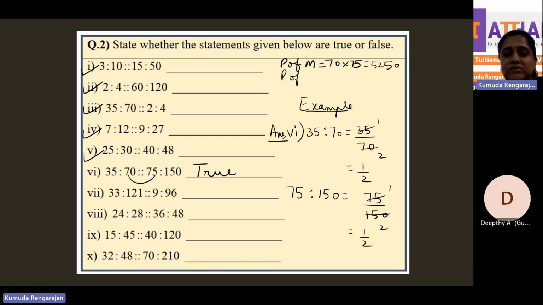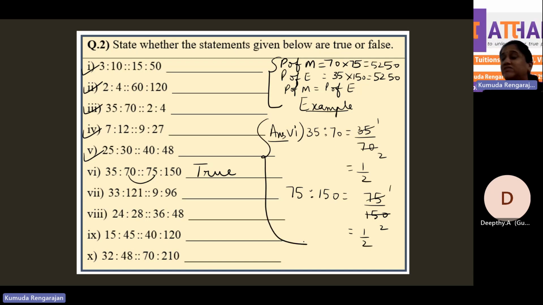What is the product of extremes? 35 into 150, I'm using the calculator, is also 5250. Therefore, it's true. Product of means is equal to product of extremes. I want you to work it like this and like this for every sum. For every sum here, I want you all to work it in both the methods.